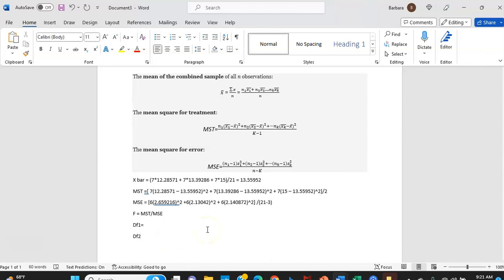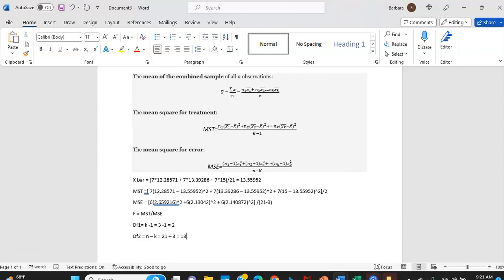Degrees of freedom 1 is k minus 1. K is our number of groups. So in this case, the number of groups was 3, and 3 minus 1 is 2 degrees of freedom. All right, our second one is n minus k. N is the total number that we have. We had 21 different items in all, and we had 3 groups. So it's 18. So we have degrees of freedom 2 and 18.